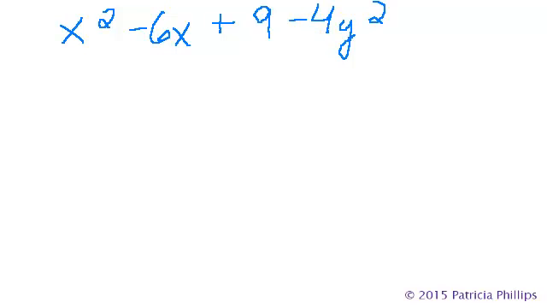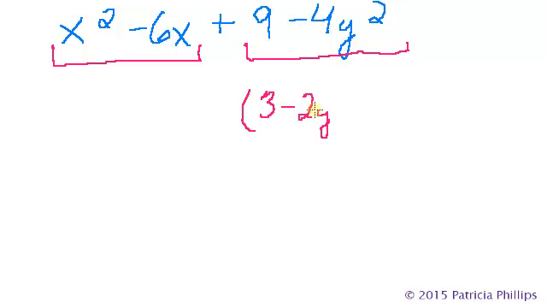Okay, so we've been pairing these up, first two, last two, right? Well, you'll notice you can take an x out of this. You will notice that there isn't anything that you can take out of this one here. 3 times 3 is 9, 2 times 2 is 4. What you can do, this is a difference of two squares. So this would be like a 3 minus a 2y times a 3 plus a 2y.